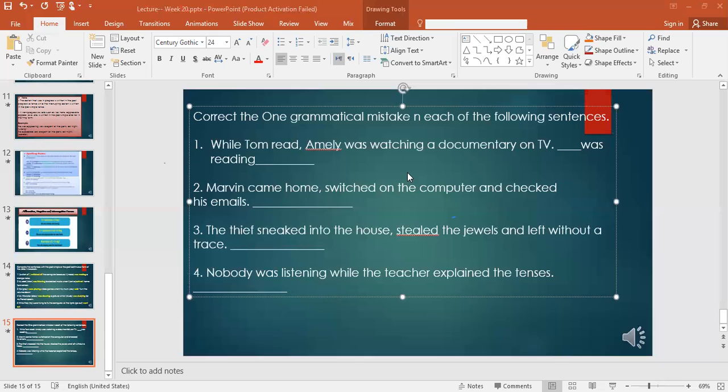The last one, we still have less than 1 minute. Hassan Saleh, yes. Yalla Hassan. I would read the sentence just to save time. Nobody was listening while the teacher explained the tenses. Okay. There is one grammatical mistake, Hassan, in the sentence. You have to correct it. Listening? No, listening is correct. Nobody was listening while the teacher, till here everything is correct. Who can help Hassan? Yalla, without raising your hand, give me the answer.